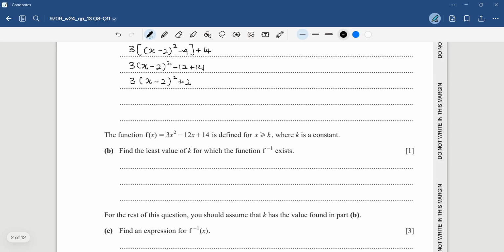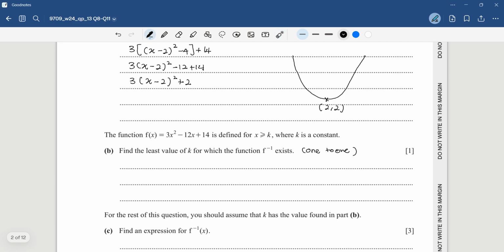For b, given that this function is defined for x more than k, find the least value of k for the f inverse to exist. In order for f inverse to exist, it must be a 1 to 1 function. So this is a quadratic and your a is positive, so this will be the basic shape of the graph, where the turning point will be (2, 2). I took it from here.